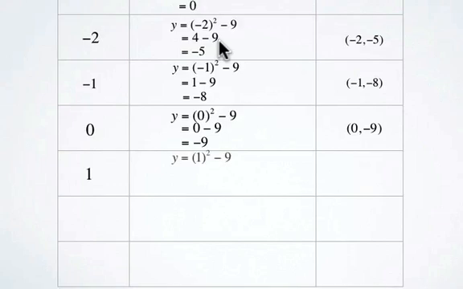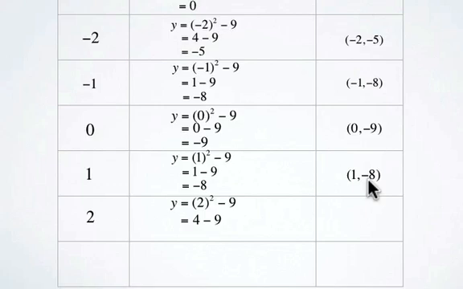When x is equal to 1, y equals 1 squared minus 9. 1 minus 9 is negative 8. So when x is equal to 1, y is negative 8. So here's our coordinate, 1, comma, negative 8. When x is equal to 2, y is equal to 2 squared minus 9, which is equal to 4 minus 9. 4 minus 9 is negative 5. So here, our coordinates will be 2, comma, negative 5.